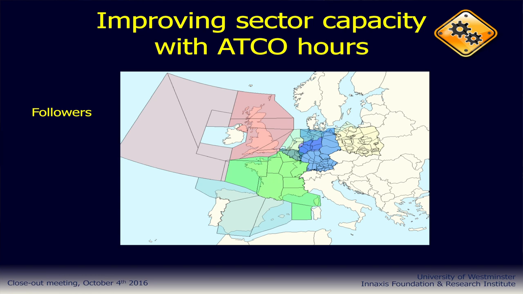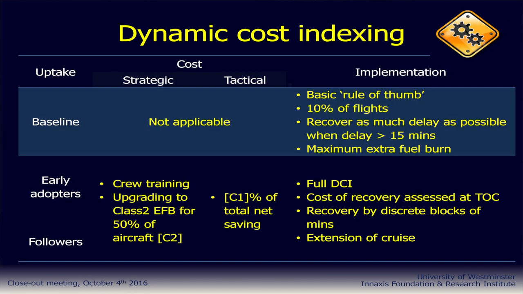Okay. Then for dynamic cost index, in order to model nowadays operations, what we have done is that there is a basic rule of thumb when planes are delayed. And that rule is that 10% of the flights that are longer than an hour, if they are delayed more than 15 minutes, will try to recover that delay by speeding up. That recovery we have bounded by a given maximum amount of fuel that can be used, to avoid unrealistic fuel consumption.